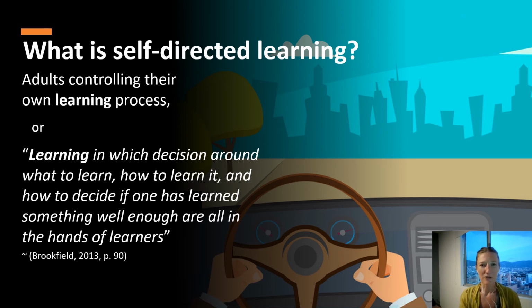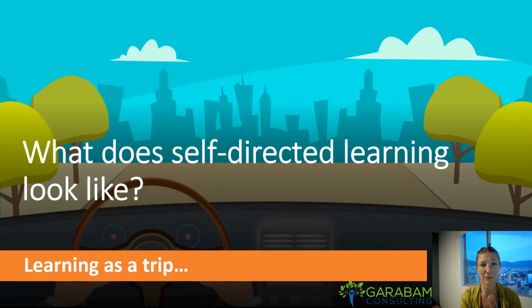So what is self-directed learning? It's adults controlling their own learning process, or to say it another way, it's learning in which the decision around what to learn, how to learn it, and how to decide if one has learned something well enough are all in the hands of the learner.